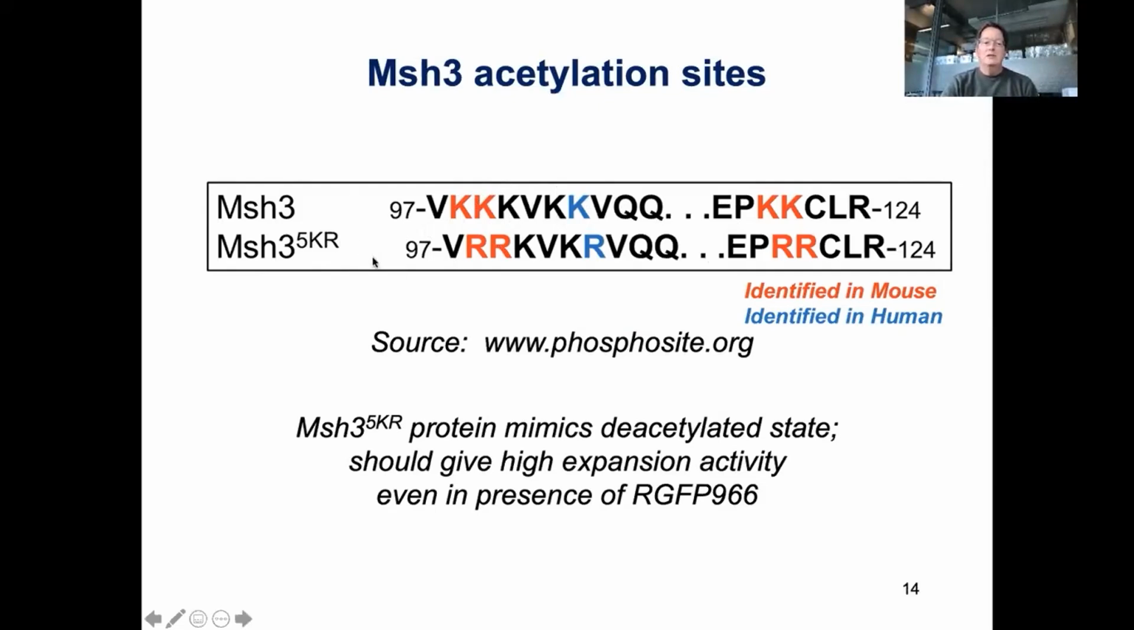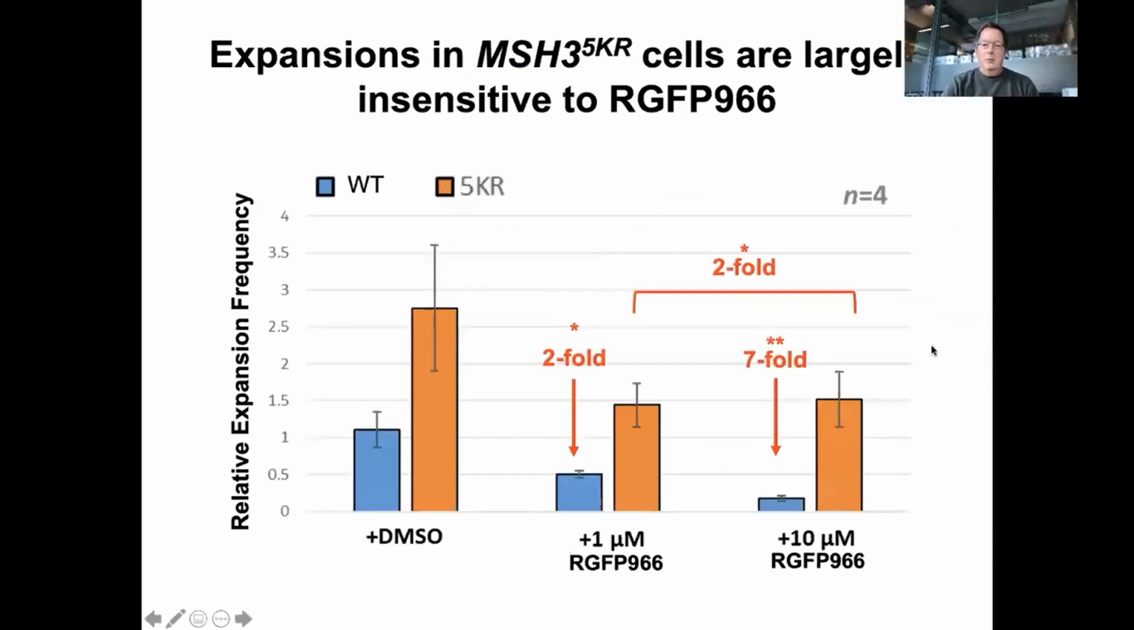So Greg put this back into these knockout cells and said, what happens? Our prediction is the 5KR should mimic the deacetylated state. Therefore, the mu-beta should always look turned on, and it should therefore resist the effect of the HDAC3 inhibitor. And that's what Greg saw.